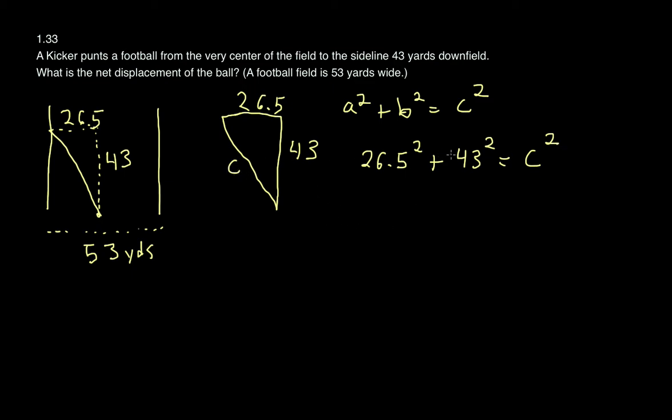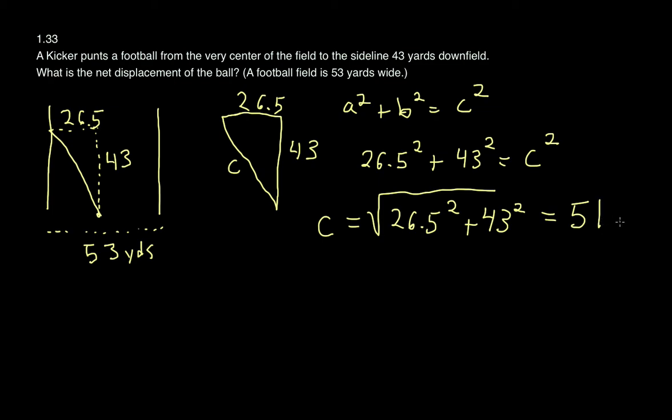Okay, so now just to solve for this, we just take the square root of both sides, so we get c is equal to the square root of 26.5 squared plus 43 squared. And then if you plug this into your calculator, it comes out to 51 yards. So this right here is one of our answers. That's the net displacement, so that's the distance from here to here.